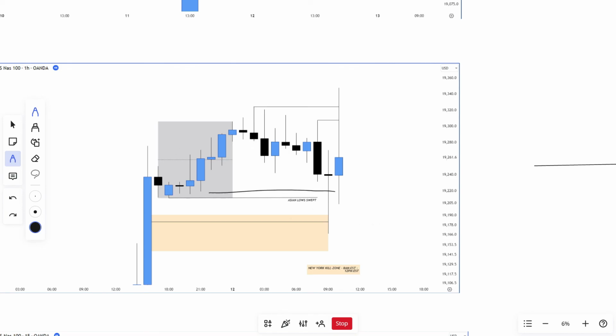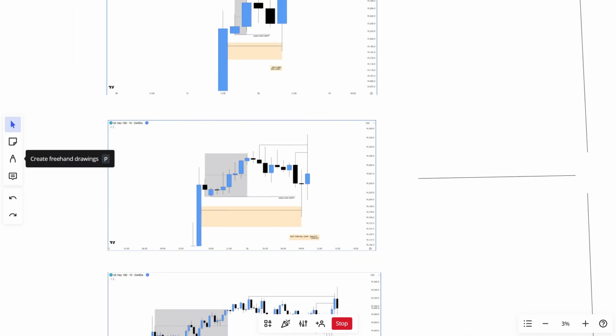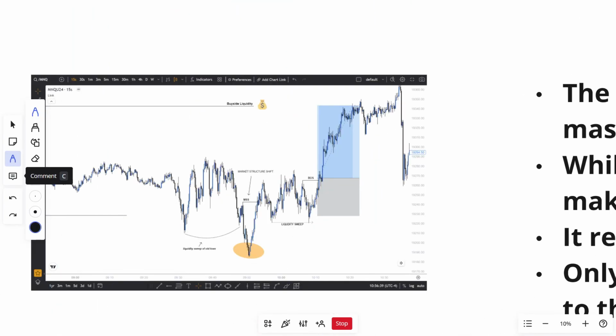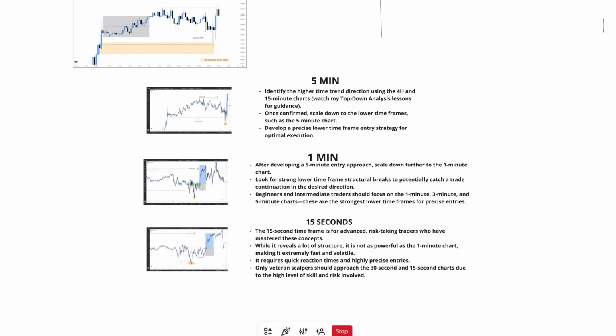So after price swept these old lows right here, all we did was just position ourselves on the lower time frames. As you can see, price came lower, mitigated this breaker right here. We got our trade, and then we're targeting the old highs right here perfectly. This trade right here was taken on September 12th.